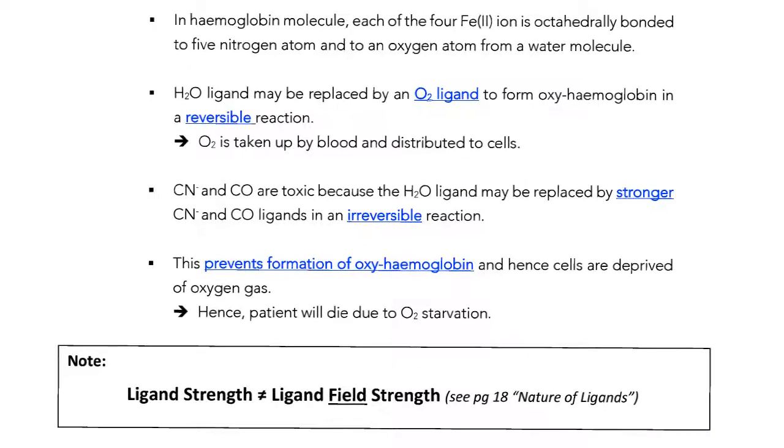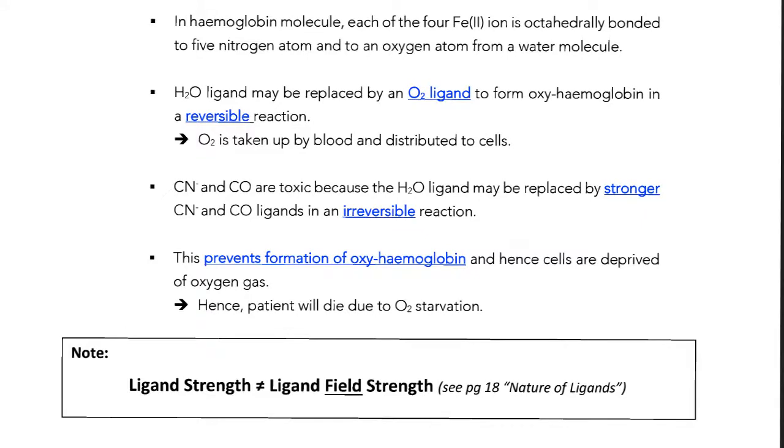Now, take note that there is something you might want to watch out for in terms of the term being used: ligand strength. Here we can say that cyanide and carbon monoxide are stronger ligands, but that doesn't mean that they are strong field ligands. When you see the word field, it actually means something else. You will shortly see this, especially in terms of color and the nature of the ligands. So that is something to take note of at the moment.